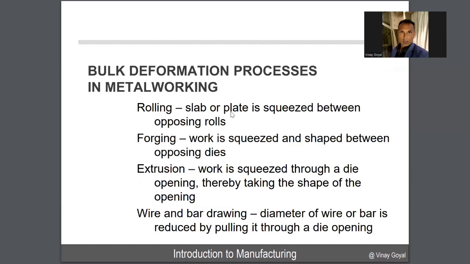When I look at the bulk deformation processes in metalworking, we covered each of these. We have rolling, which is squeezing between opposing rolls. Forging, where the work part is squeezed and shaped between opposing dies. Extrusion, where the work part is squeezed through a die opening, so it takes the shape of the opening. And then we talked about wire and bar drawing, where I'm drawing the wire or the bar by pulling it through the die opening.